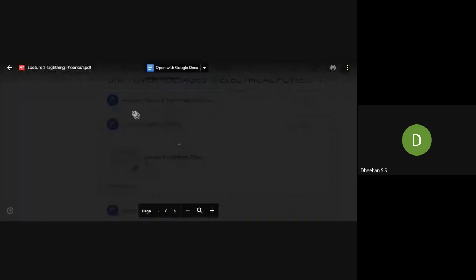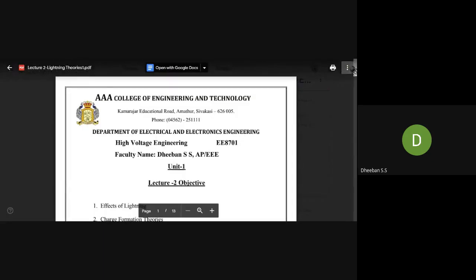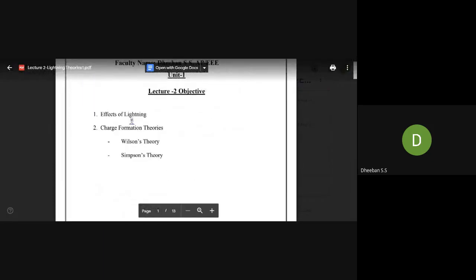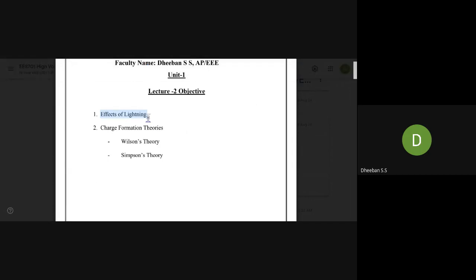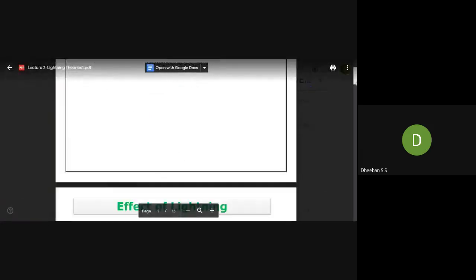In lecture 2, we have seen the theories regarding lightning. We have seen the effect, what happens when lightning happens, and then the charge formation theories. So two theories are there: one is Wilson's theory, followed by Simpson's theory. So these two theories we have seen.